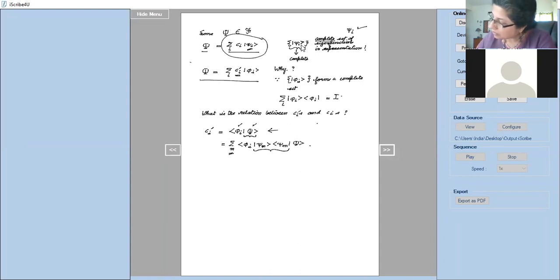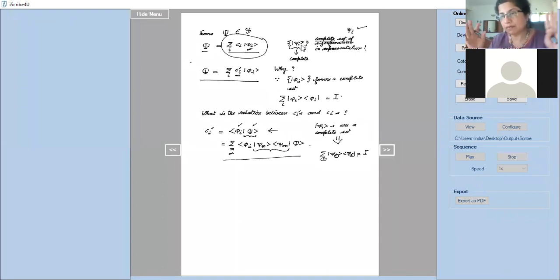Please remember, the psi i's are a complete set, which implies that I can definitely write this closure relation, right? Here I'm just replacing this i, which is anyway a dummy, with m and I'm putting it here. Is there any doubt? Has everybody understood what I'm doing over here? Is this clear? I'm using the closure relation for the psi i's.